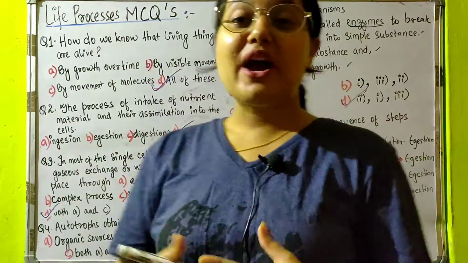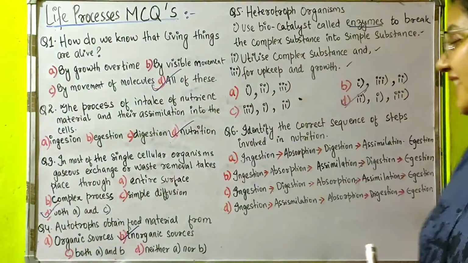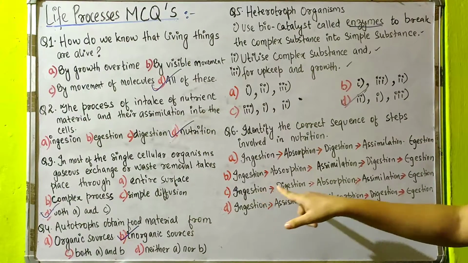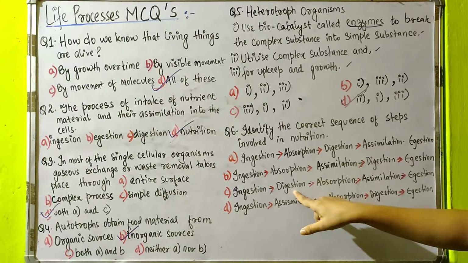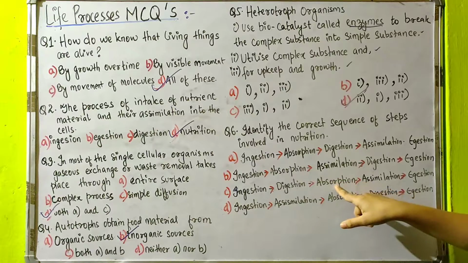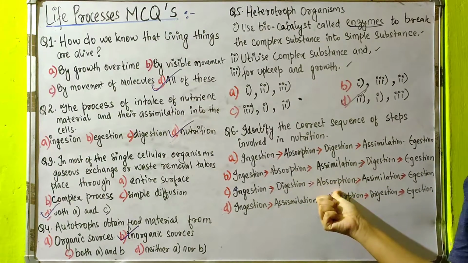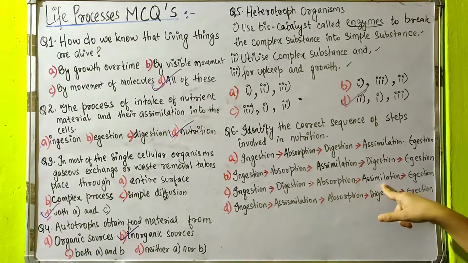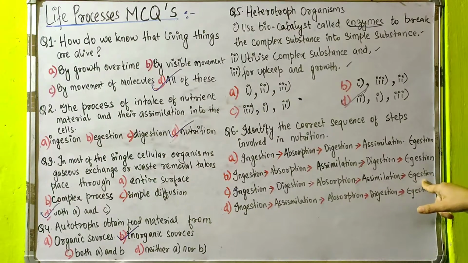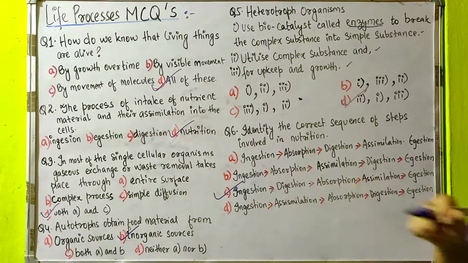Now I hope you can answer the question: ingestion, taking in food; digestion, breaking down the food; absorption, that is absorption of simple substances by the villi of the small intestine. Third is assimilation, the use of the simple substances by the cell. And the last is egestion, the excretion of the waste products. That means the answer is option C.